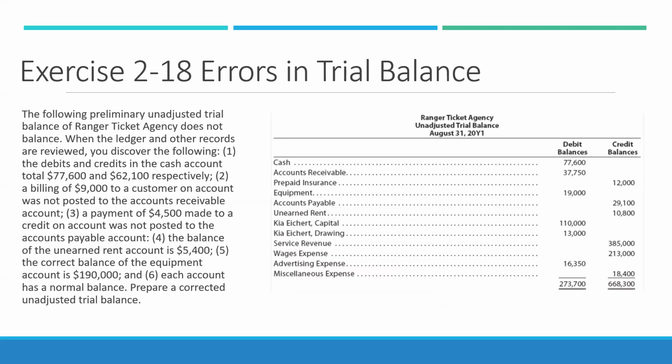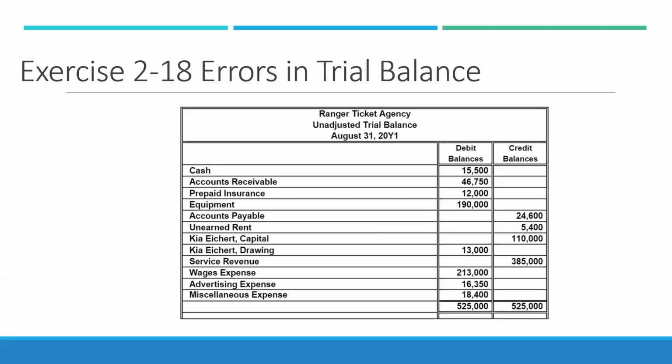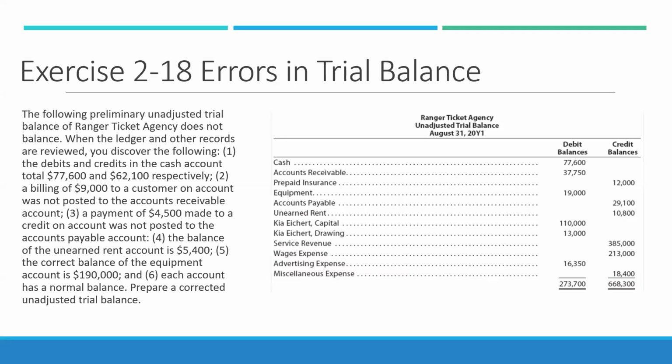And then a payment of 4,500 made to a creditor on account was not posted to accounts payable. So our accounts payable is too low on this trial balance. So there will be a problem where it just gives you a trial balance like this and lists a whole bunch of errors that were made, and then you have to make the additions or subtractions as necessary to the amounts, and then make sure that it balances.